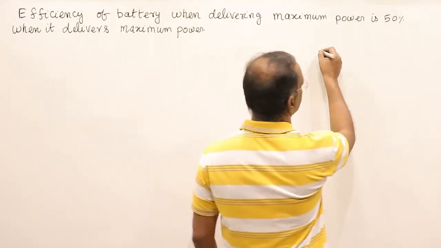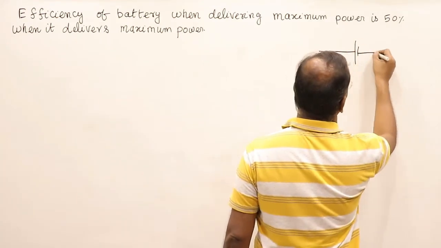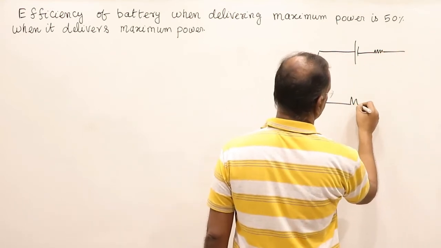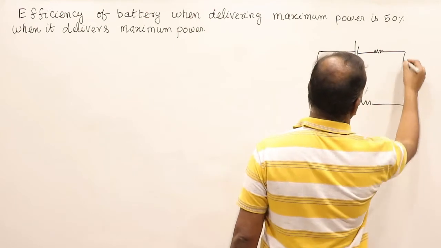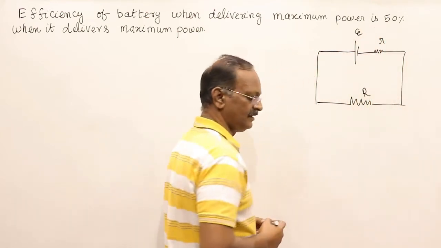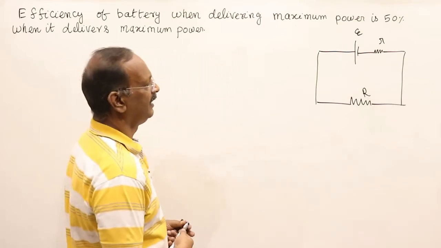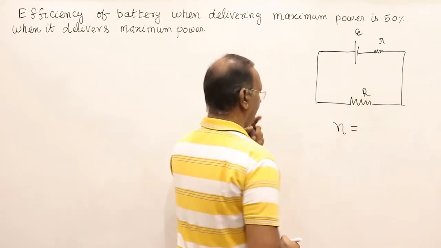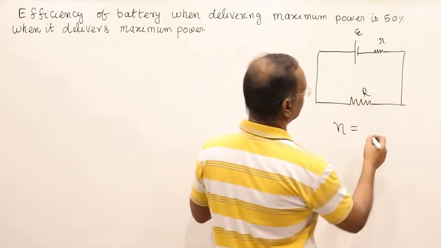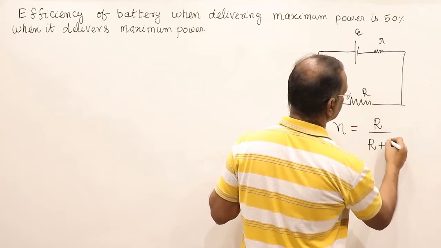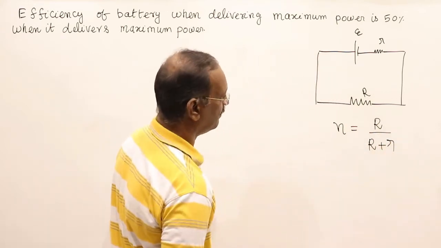We know, as it is, this is the circuit. This circuit has internal resistance, this is the battery, and this is external resistance R, with EMF epsilon naught. See, what is the efficiency? Efficiency, as we know, of your source of EMF is given by external resistance divided by total resistance. This is the efficiency of the battery.